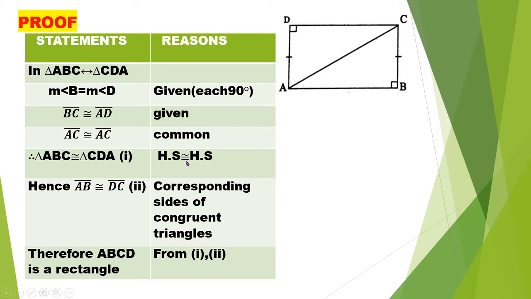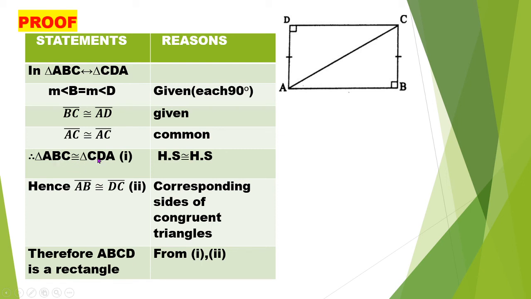As I have told you, the HS postulate is used when the hypotenuse and any one side of a right triangle are congruent to the hypotenuse and the corresponding side of another right angled triangle. So here, as these two triangles are right angled triangles and these two angles are 90 degrees, this is the hypotenuse and this is one of their corresponding sides, so we have to use the HS postulate.